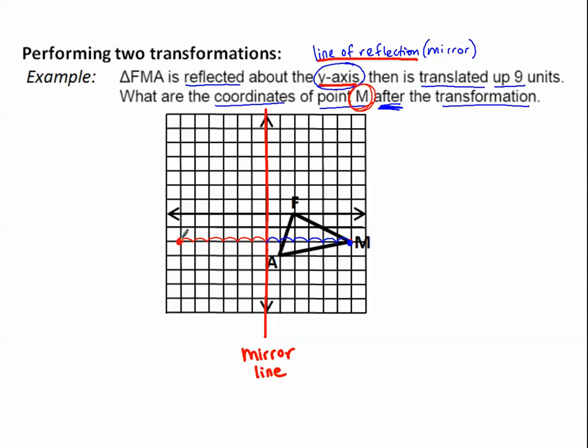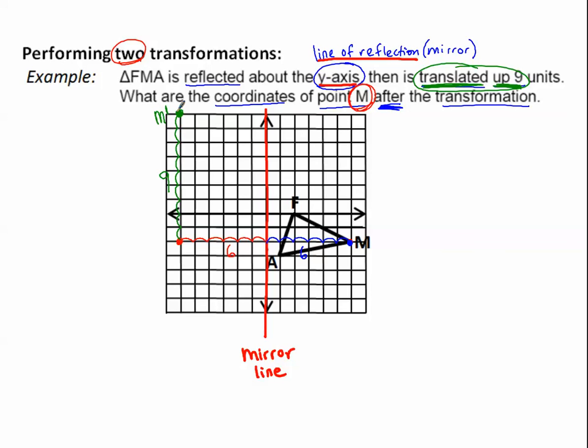But remember, we have 2 transformations. So let's look for the other one. Now we're going to do the translation up 9 units. So from where we stopped, where I did my reflection of 6 in the opposite direction, now we'll do the translation up 9 units. So from where I stopped, 1, 2, 3, 4, 5, 6, 7, 8, 9. So I went up 9 units, and that's where I land, and M prime is there.